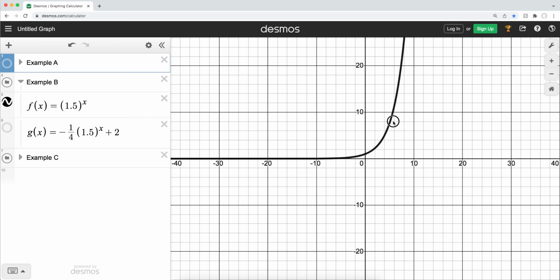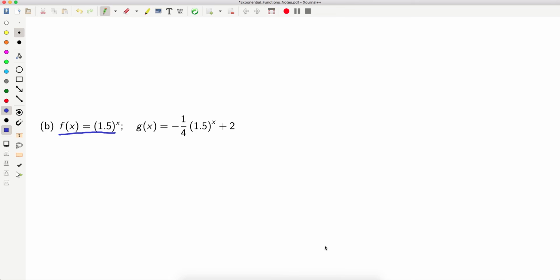And as we go further to the right, 1.5, raising it to higher and higher powers, is going to give us y values that keep going up forever. So our end behavior for part B for f of x is the same as our end behavior for part A. So for f of x, the limit as x approaches negative infinity for f of x was also 0, and the limit as x approaches infinity for our function is infinity.